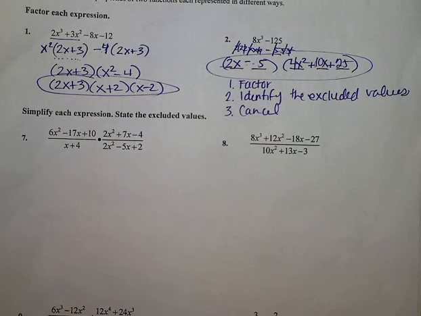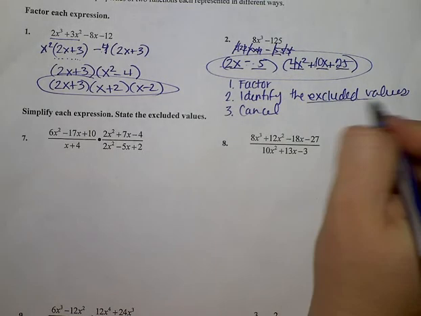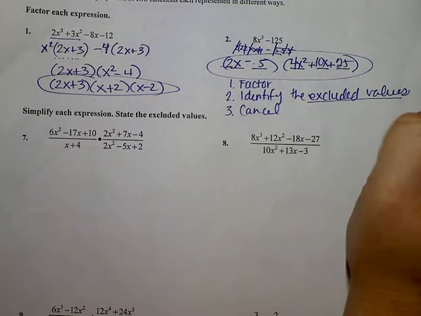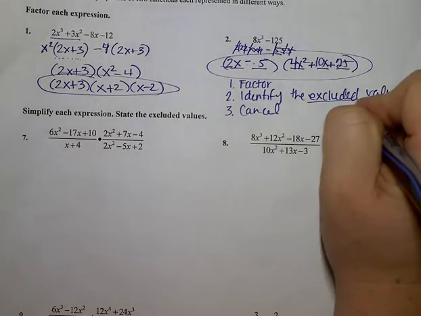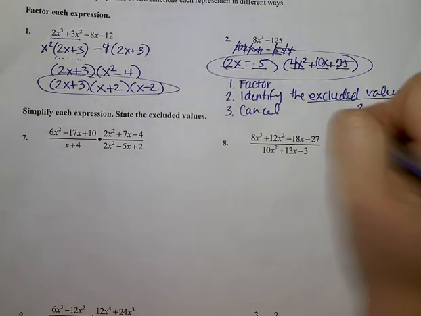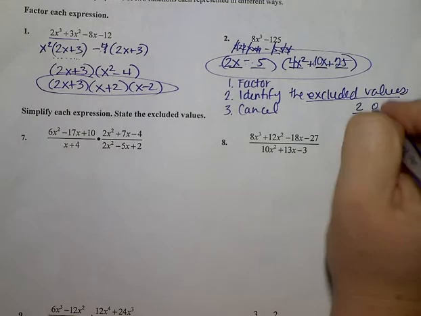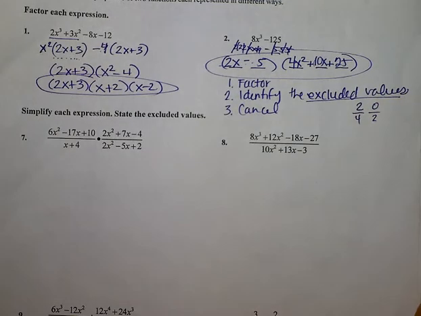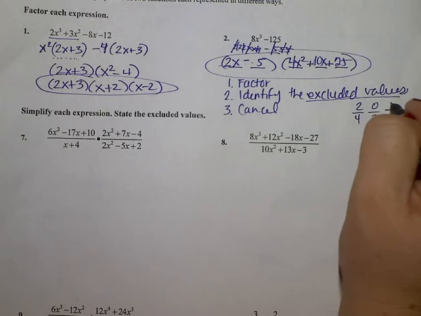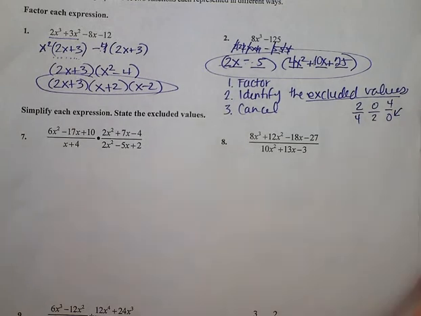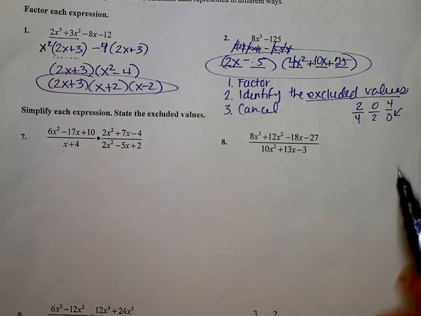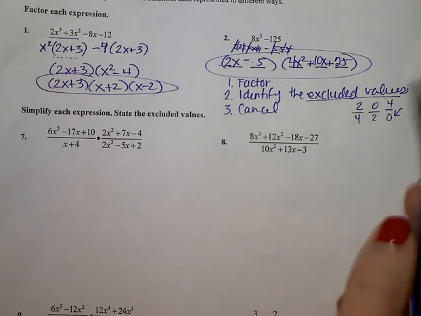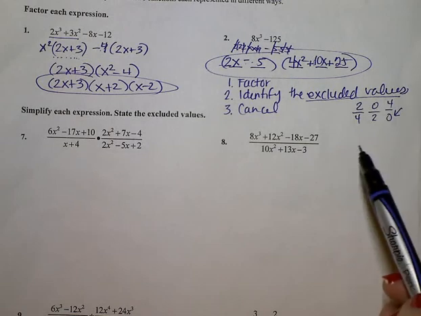So talking about excluded values, when you think of a fraction, fractions can look like this, and they can even look like this, but they cannot look like some number over 0. You can never have 0 in the denominator position, or you'd be breaking a math rule. So excluded values means: what would x be that would create a denominator that's equal to 0?